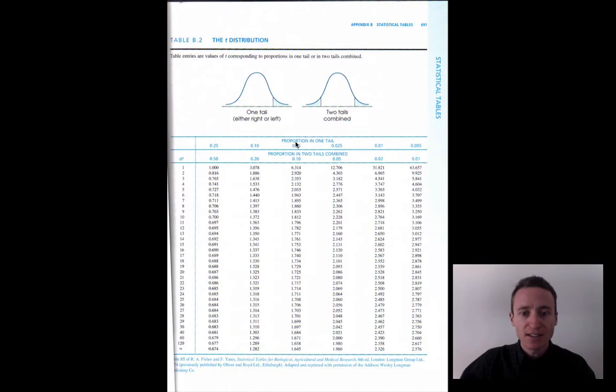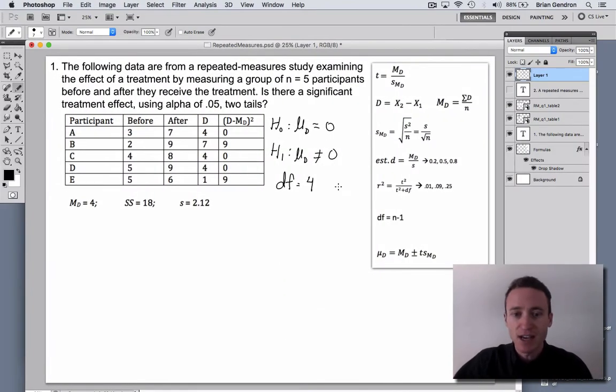So now I'm going to go to my table. I'm going to find where it says 4 degrees of freedom, and then scroll over to the column where right here it says 0.05 in two tails combined. So it looks like the critical values are 2.776 on the positive side and negative 2.776 on the negative side. And so I'm going to write that right here. My t critical value is plus and minus 2.776.